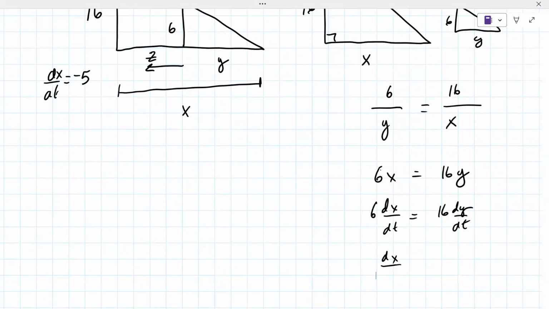Can we just plug in -5 for dx/dt and then divide that by 16? Yes. So you're generally solving for dy/dt, which is 6 over 16 dx/dt, which is 3 over 8 times minus 5. That's dy/dt. And there you go.